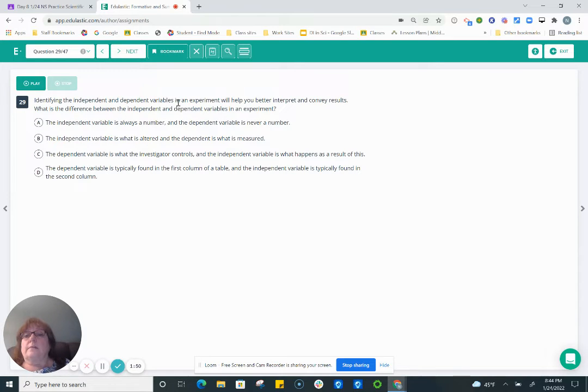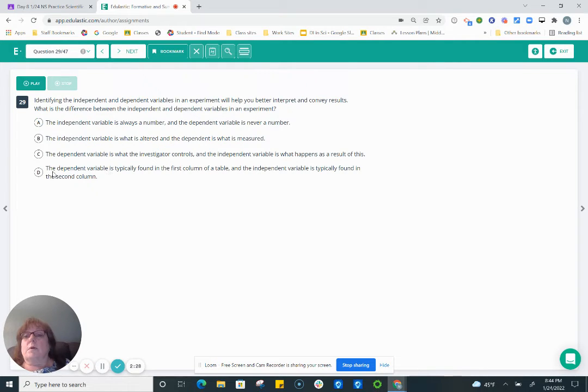Identifying the independent and dependent variables in an experiment will help you better interpret and convey results. What's the difference between the independent and dependent variables in an experiment? Remember, independent variable is you can say this is what I change. So independent variable is always a number, dependent is never a number. Independent is what's altered, dependent is what's measured. Dependent, the investigator controls, independent is the result. Dependent found in the first column and the independent in the second column.